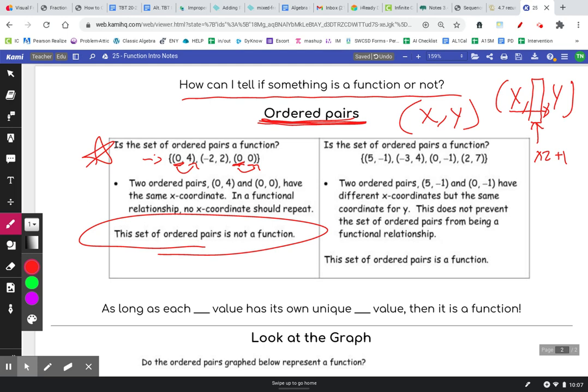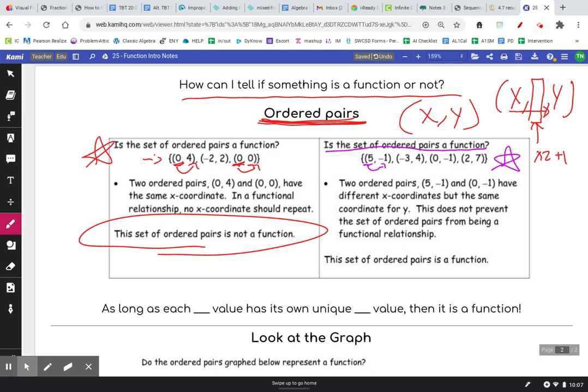Okay. Let's take a look at this second example over here. It says, asking the same question, is this set of ordered pairs a function? I'm just going to go through this list. Now we have 4 ordered pairs instead of 3, and that's totally fine. Sometimes you'll get 4, sometimes you can get any amount, but we're just going to look. Here's 4. I plug in a 5, out comes a -1. That's business as usual.